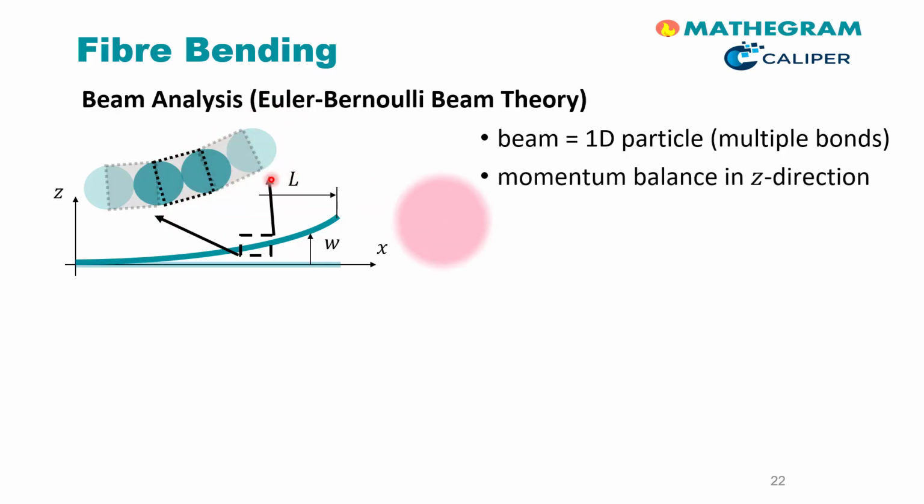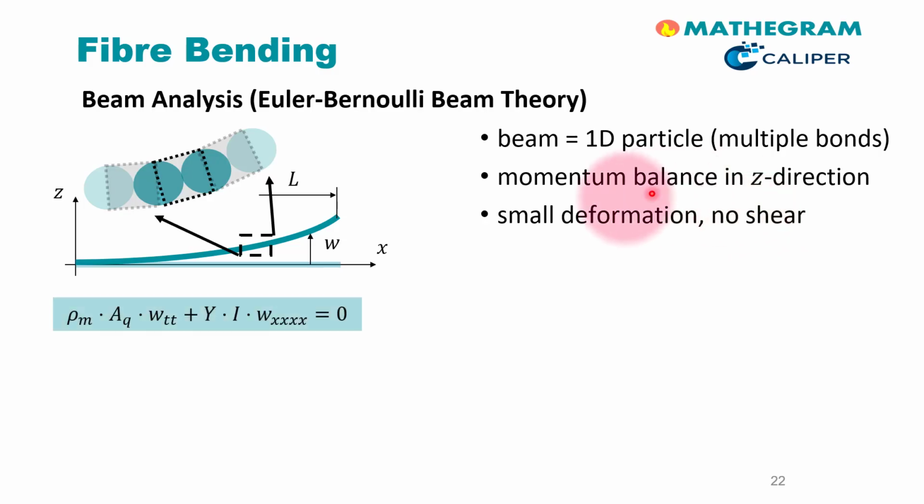One can now write down a differential momentum balance in the z direction, which is the lateral direction that is indicated here on the left. Note that the local beam deflection is denoted as W. Thus, the shape of the beam in the deformed state follows a function W of x and time. If we now make some assumptions such that the deformations W are small and that there is no shear deformation, we arrive at the Euler-Bernoulli partial differential equation.